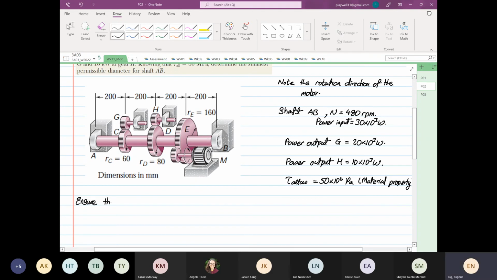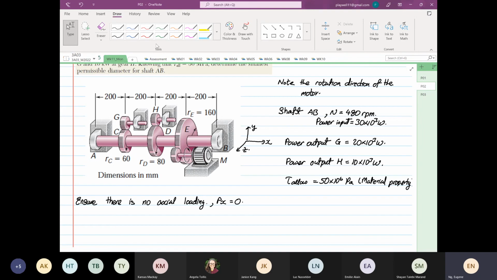So the first thing we have to do is to ensure there is no axial loading. If we were to draw our transformation, this is our X, this is our Y, and this is our Z direction. So we have to ensure there's no axial load, i.e. Px must be equal to 0.